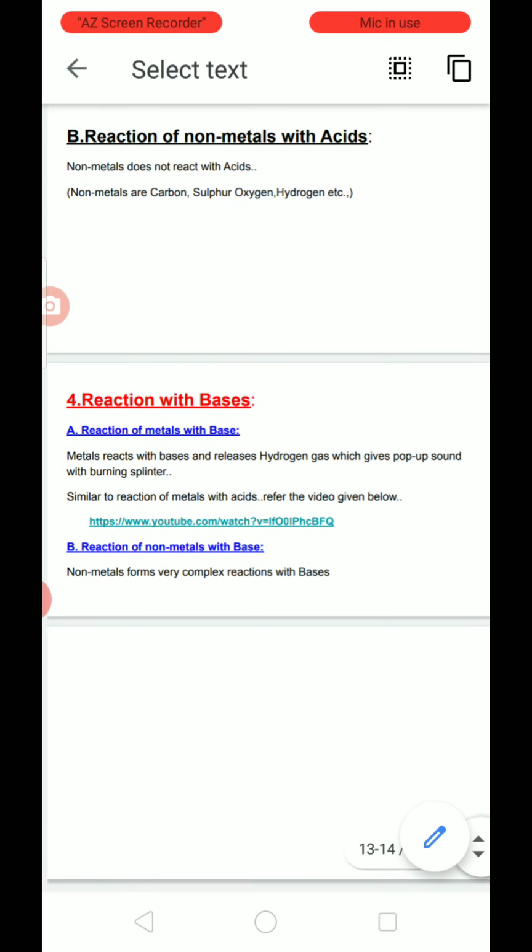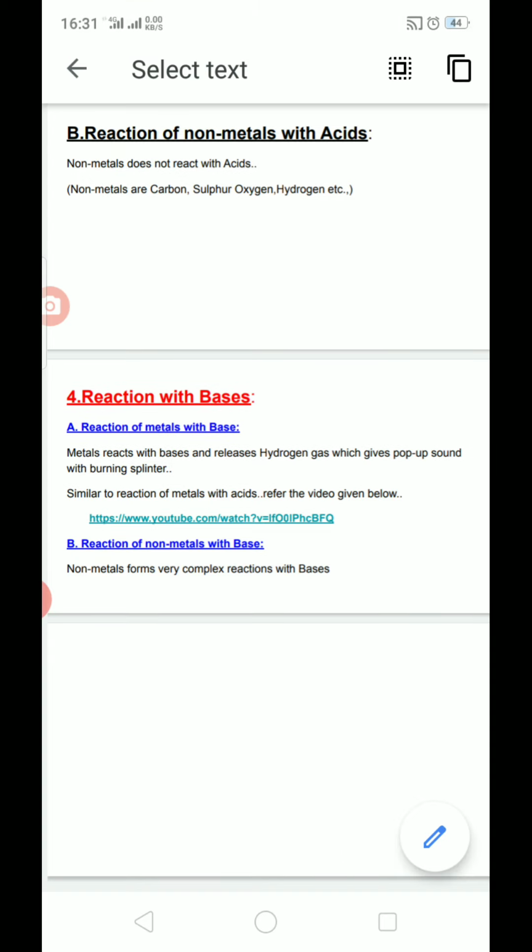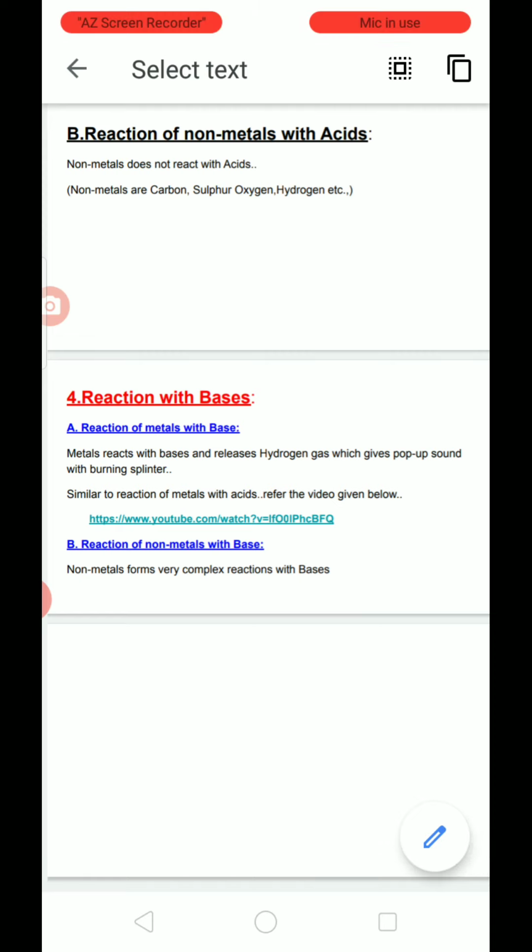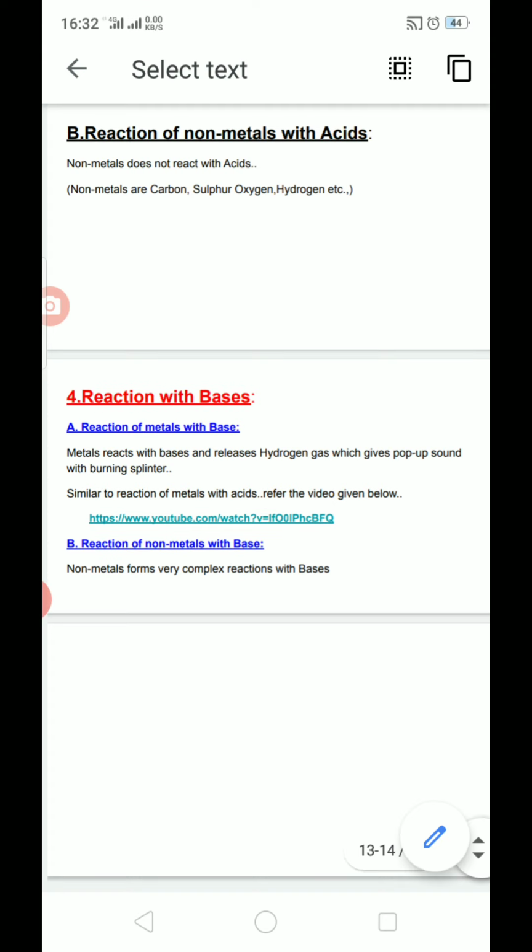Next, the fourth reaction we are going to see is reaction with bases. Reaction of metals with bases, reaction of non-metals with bases. Both you have to see. First one is reaction of metals with bases. Metals react with bases and release hydrogen gas. This reaction is similar to the reaction of metals with acids. You can see in the previous slide it is there very clearly. Reaction of metals with acids. The same you can observe with metals on reaction with base.